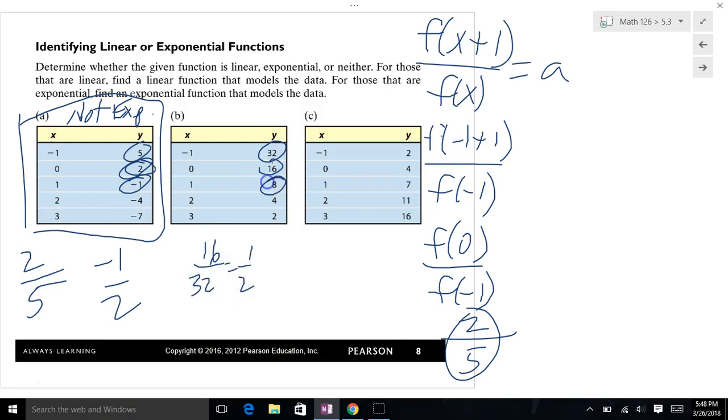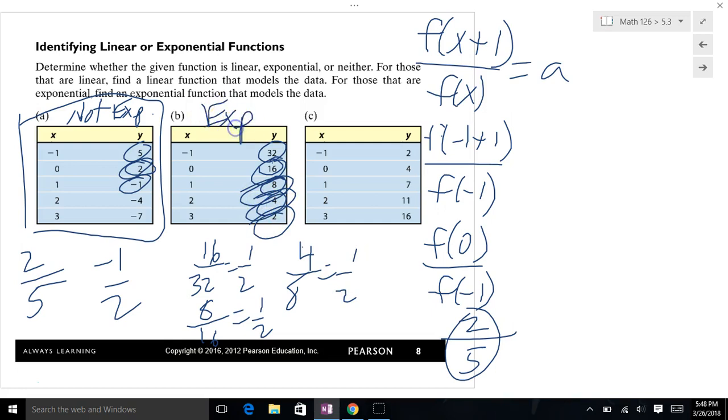It's got to be the same as 8 over 16. Well, 8 over 16 is still a half. That's got to be the same as 4 over 8. 4 over 8 is still a half. It's got to be the same as 2 over 4, which is still a half. So this one, yes, is exponential. How about over here? 4 over 2 is 2. Well, that's not the same as 7 over 4. So this one's not exponential.